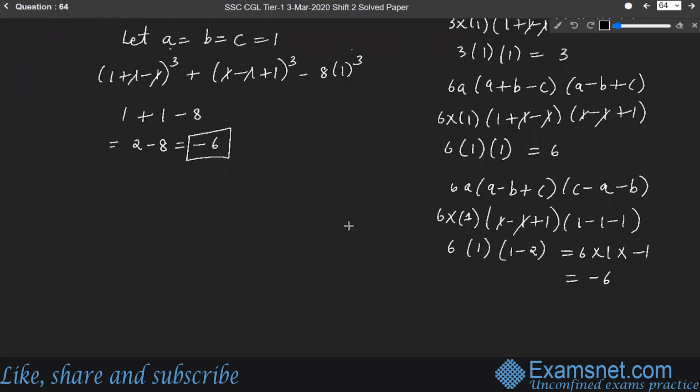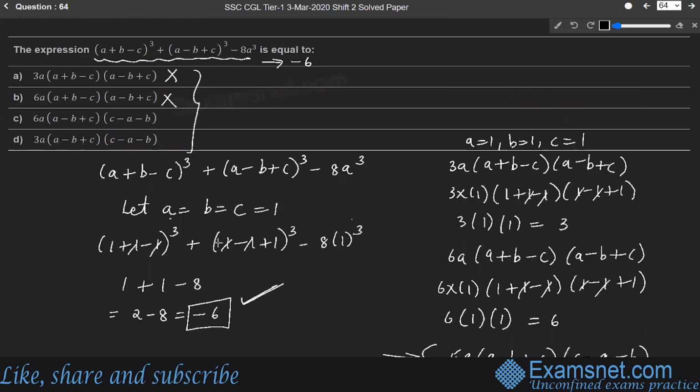So we can say that this option is absolutely correct because this option gives us minus 6. Since the value of the expression that is given in the question is also minus 6, and the value of this option is also minus 6, we can say that the value of the expression is equal to this option. And hence, the correct option for this question is option C. This was the very best method to solve this question. All you have to do is put a, b, and c equal to 1, and then hit and try all the options here.